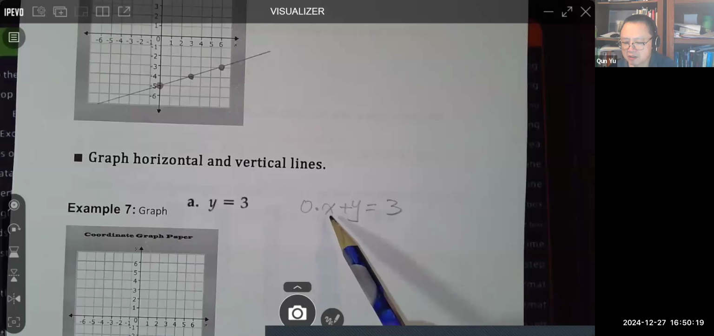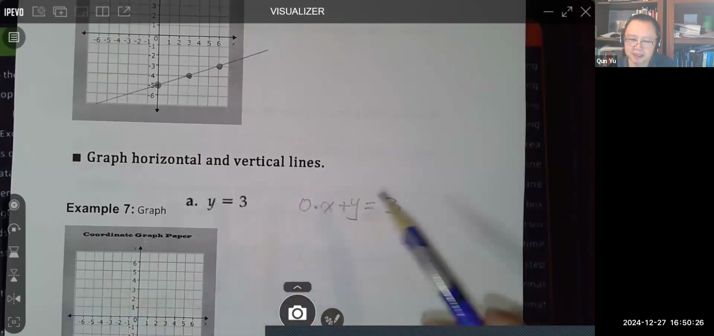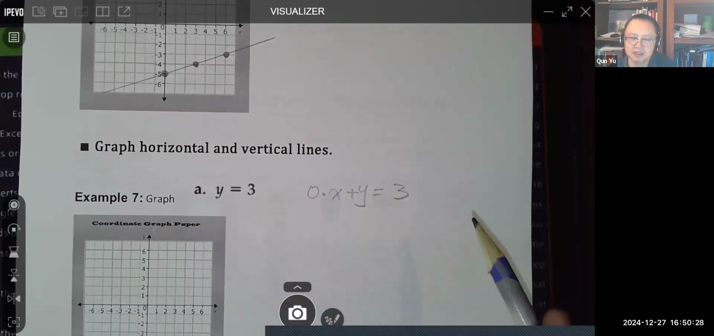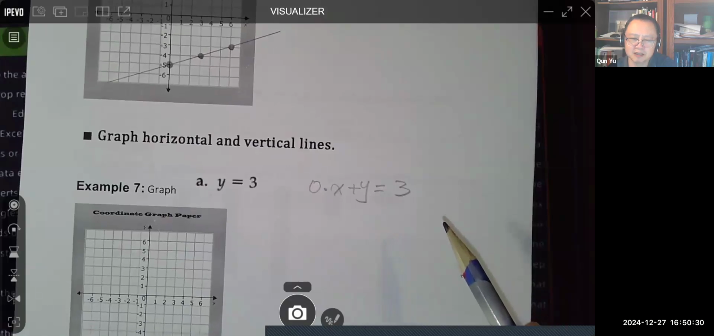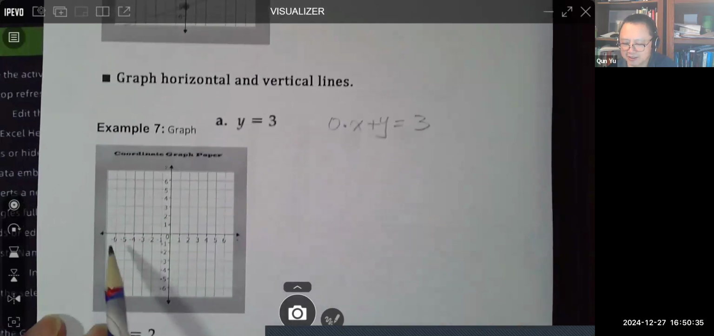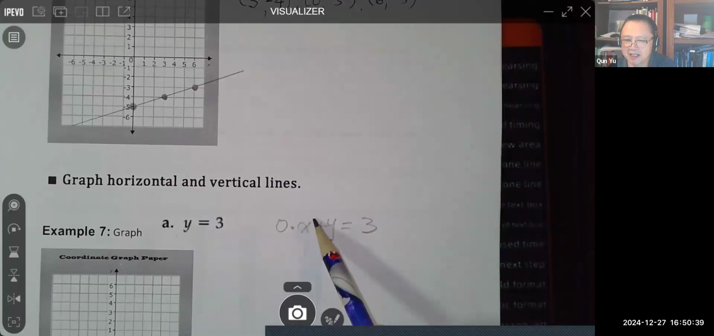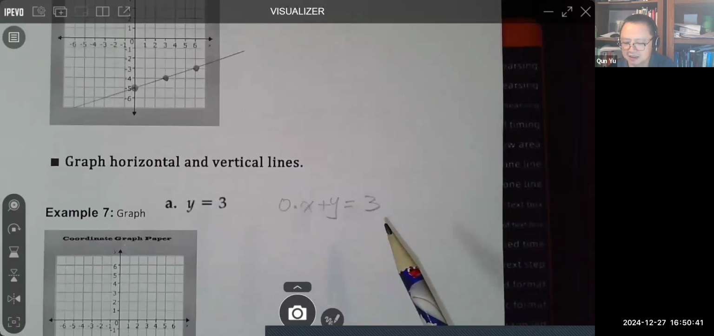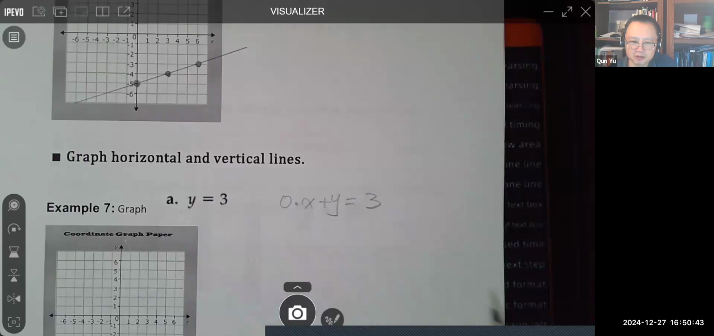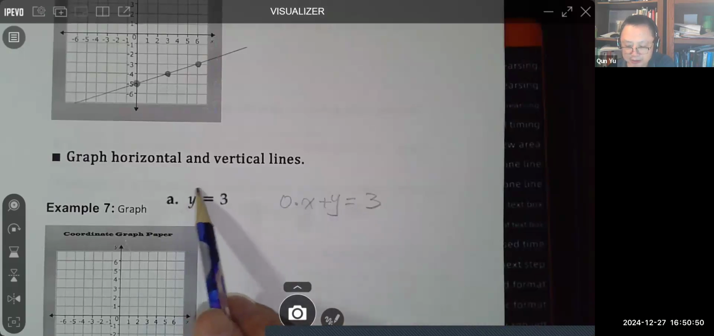Because no matter what you have for x, 0 times that is cancelled. You still have the same thing. That's why x value doesn't matter. Now, why x value doesn't matter, what does that imply? X goes horizontally. Can you see that? It means horizontally, x can be any value. In other words, on this graph horizontally, you're free to go. It can be anywhere horizontally. But y value, well, given y has to be equal to 3.